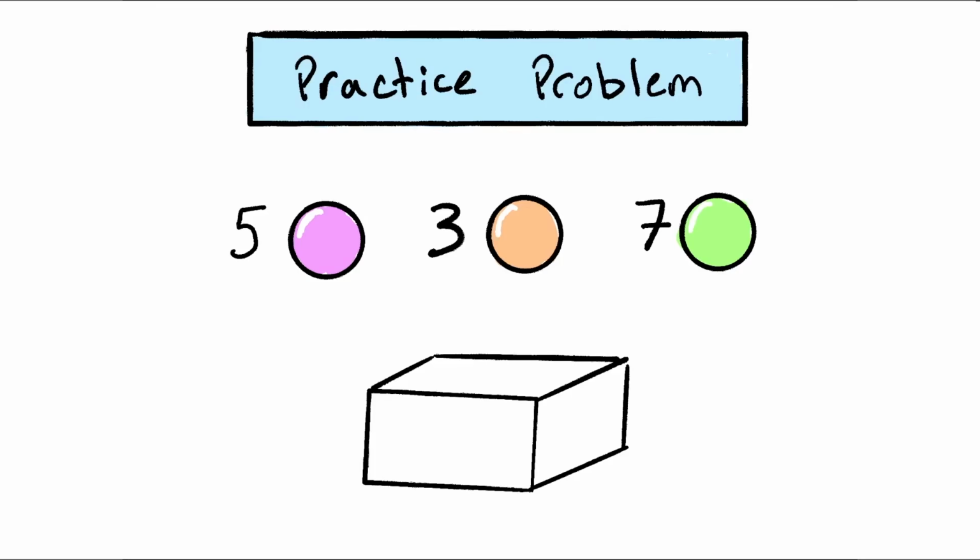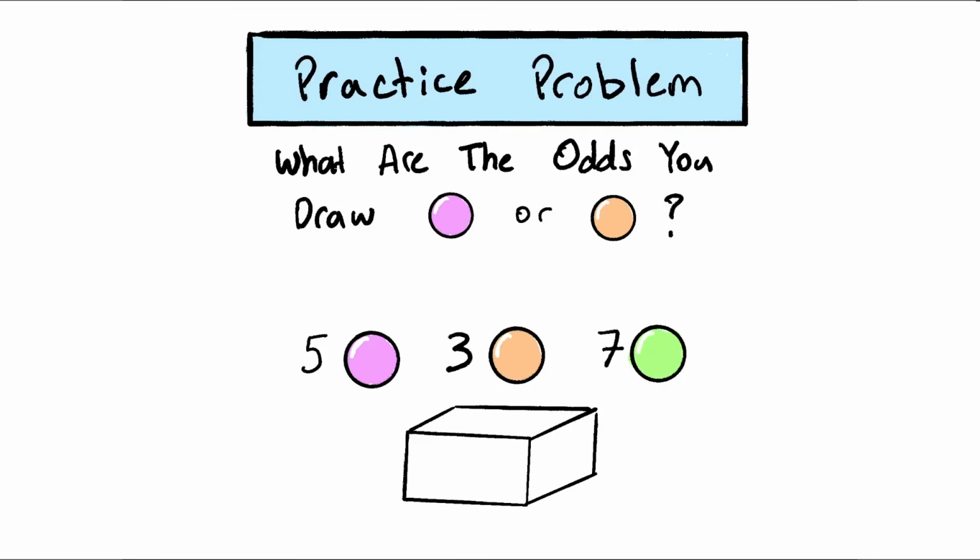So let's take a look at an example. Let's say you have 5 pink balls, 3 orange balls, and 7 green balls in a box. If you draw a ball randomly from the box, what are the odds you draw either a pink ball or an orange ball? See if you can figure it out.